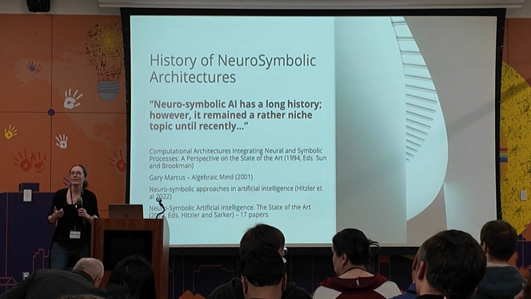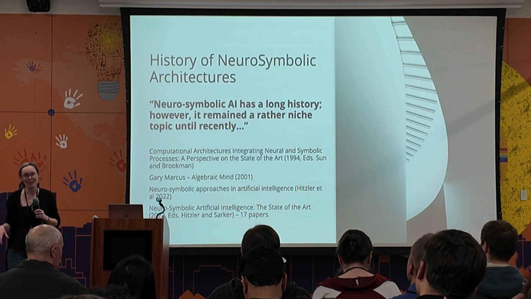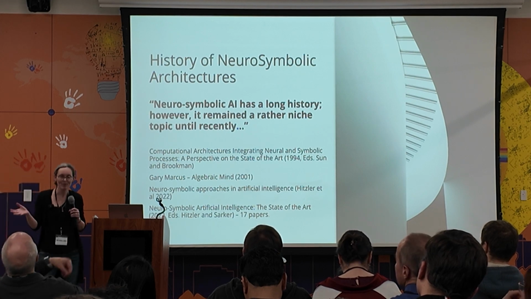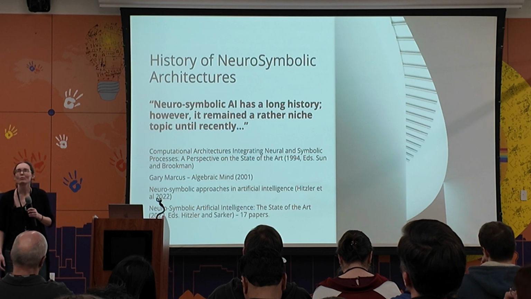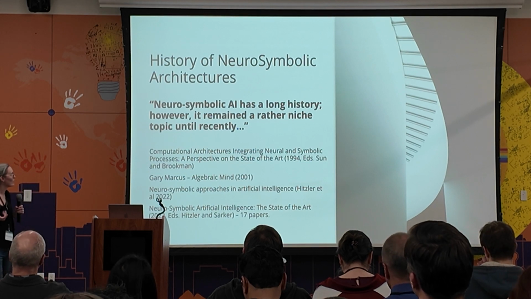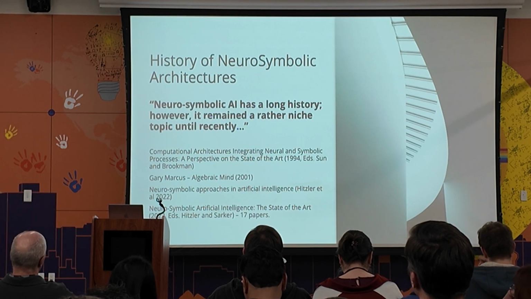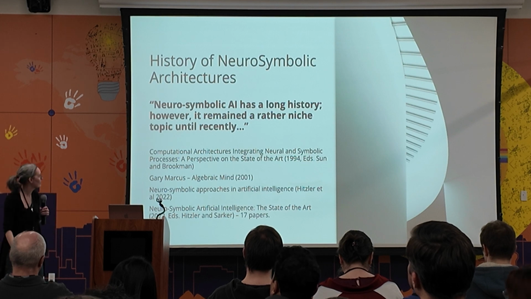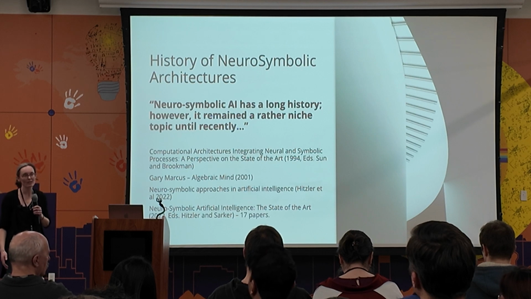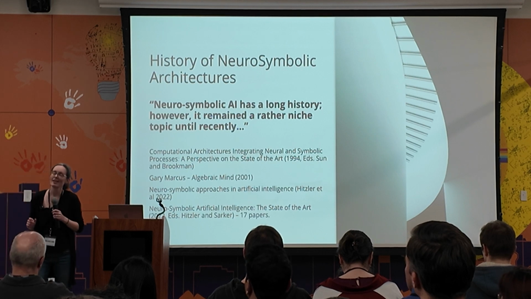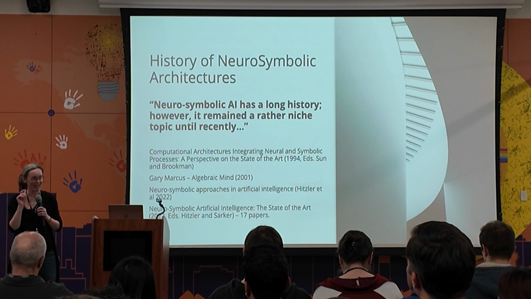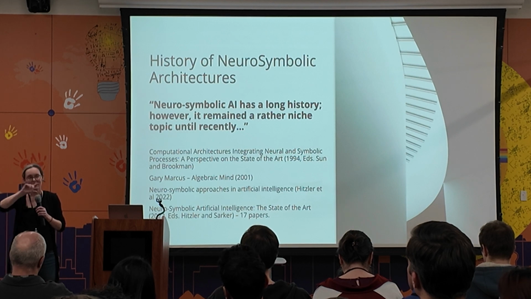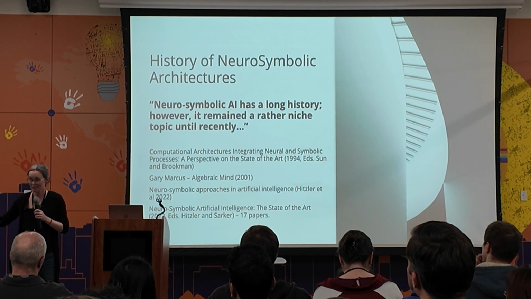And so it has a long history, but it's been niche until now. One of the things I like to do these days is run around and tell people about it and say, check it out. But we can see it got started even in 1994. People were, even in 1994, talking about a perspective on the state of the art of neurosymbolic architectures. And then Algebraic Mind in 2001, right up until 2022, yet another state-of-the-art paper. So people have been working on this, and it's probably a ripe area for more societal, industrial discovery.